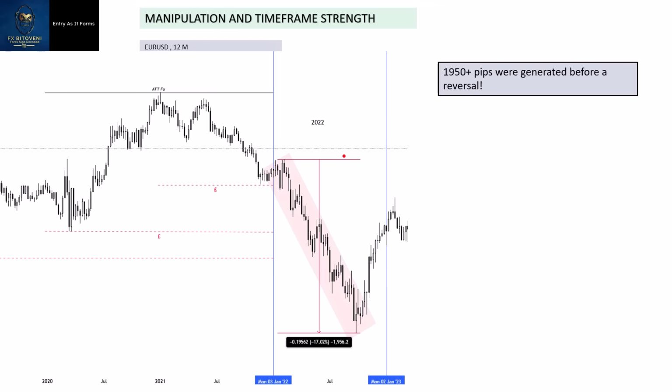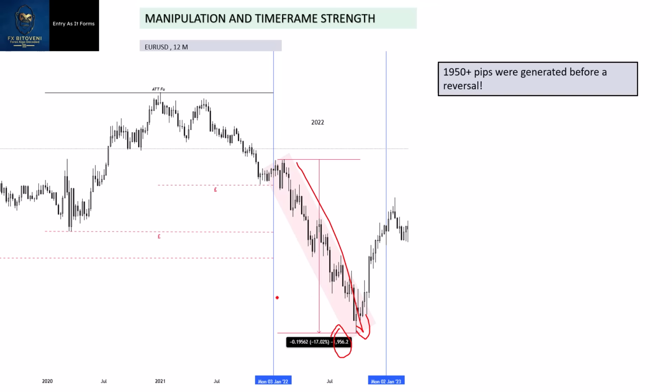Now, look at this massive sell over 1,950 pips. That means 1,950 pips were generated before a reversal was generated around here. As you can see, those pips were generated around here. This was the open, price traded higher, boom, and we fall down, right?